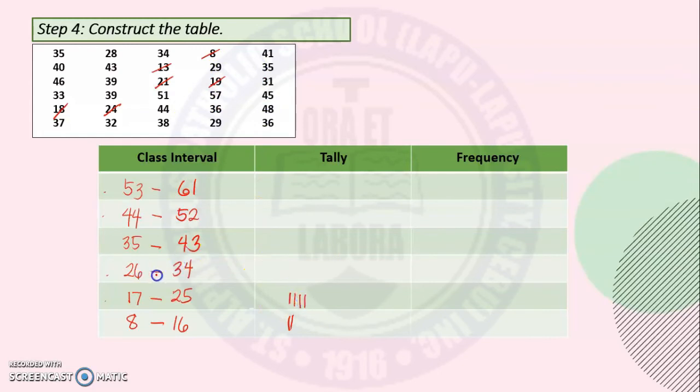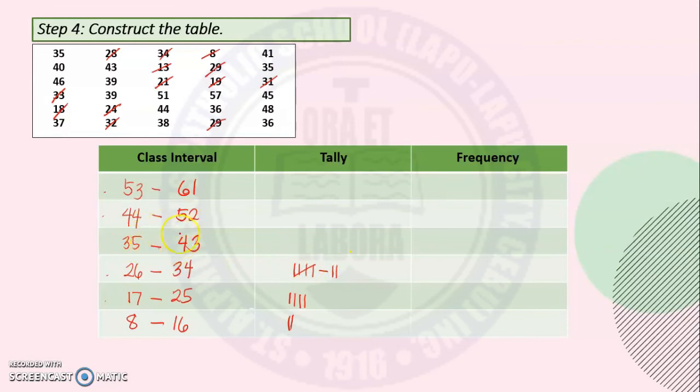Next class is 26 to 34. So let's find all the numbers that belong to this class, 26 to 34. So 1, 2, 3, 4, 5, 6, 7. Okay, we have 7.